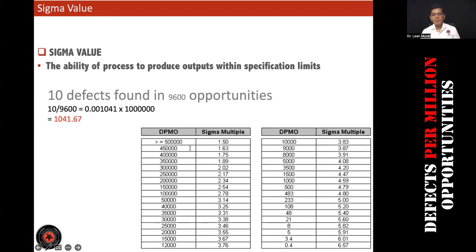4.47. So somewhere close to 4, between 4.4, actually 4.59 is closer to 1041. No, sorry, 4.59 is much closer because it's 1000. That's 1500. Probably 4.58 or 57, something like that. Okay, interpolate. Absolutely. So calculating sigma value is very easy.